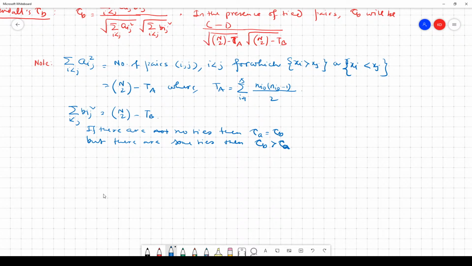Note that Goodman-Kruskal gamma can also be expressed as C minus D by C plus D. C minus D is unchanged, and I already defined C plus D as NC2 minus TA minus TB plus TAB.